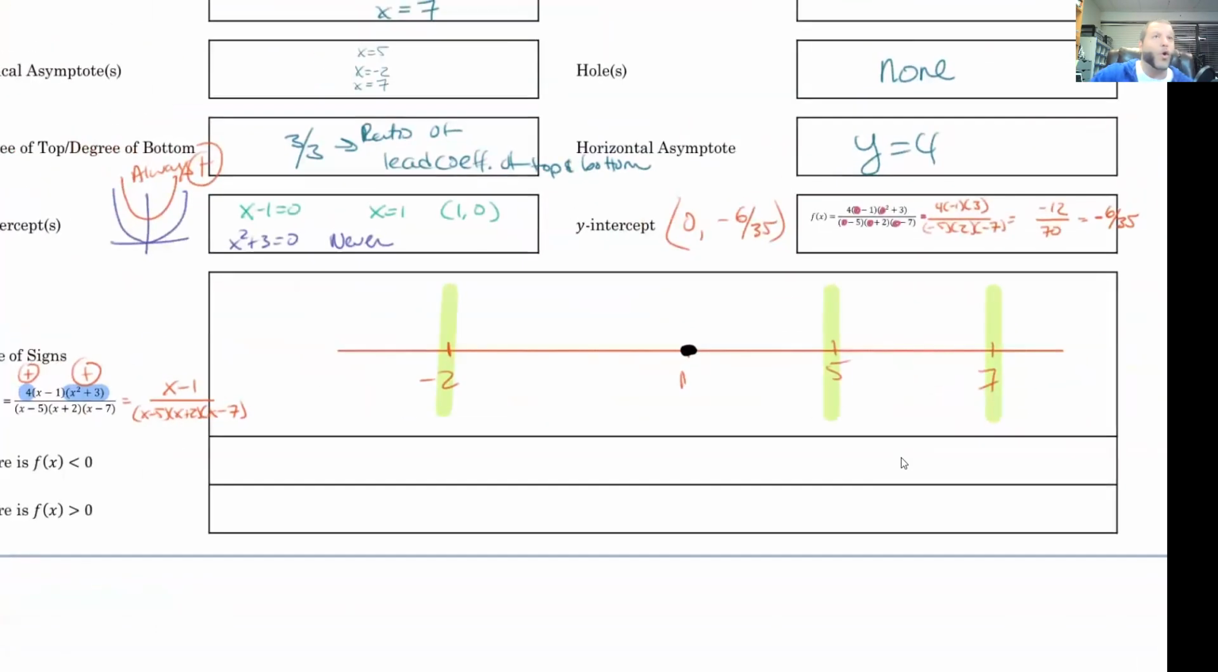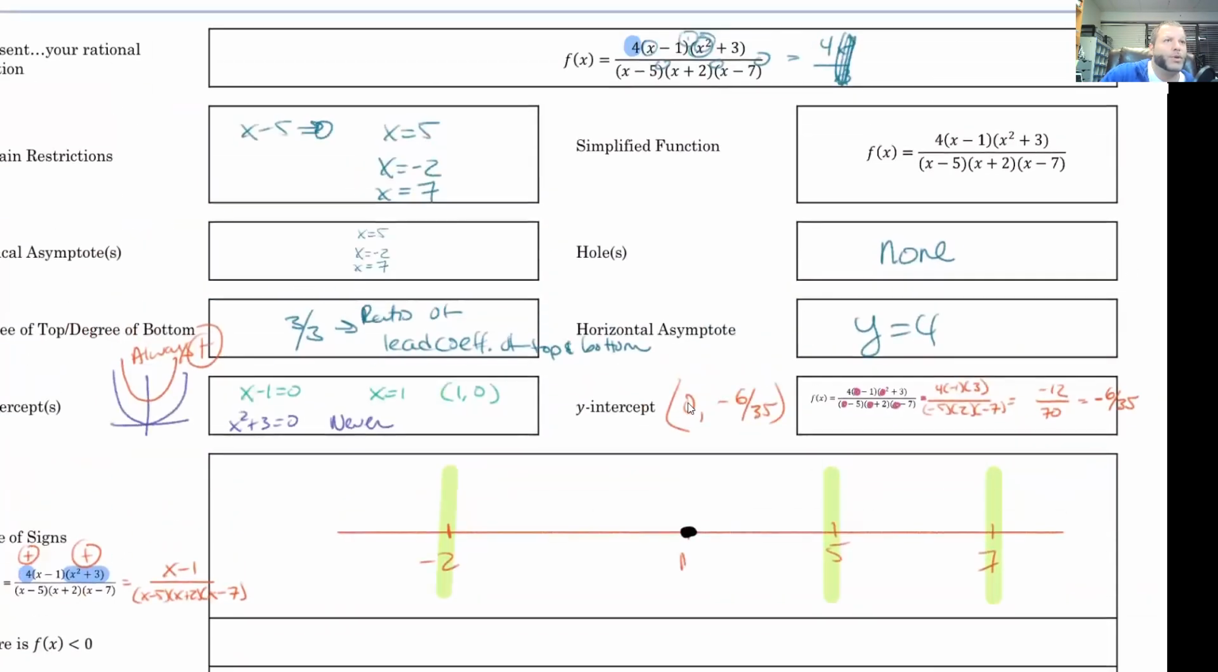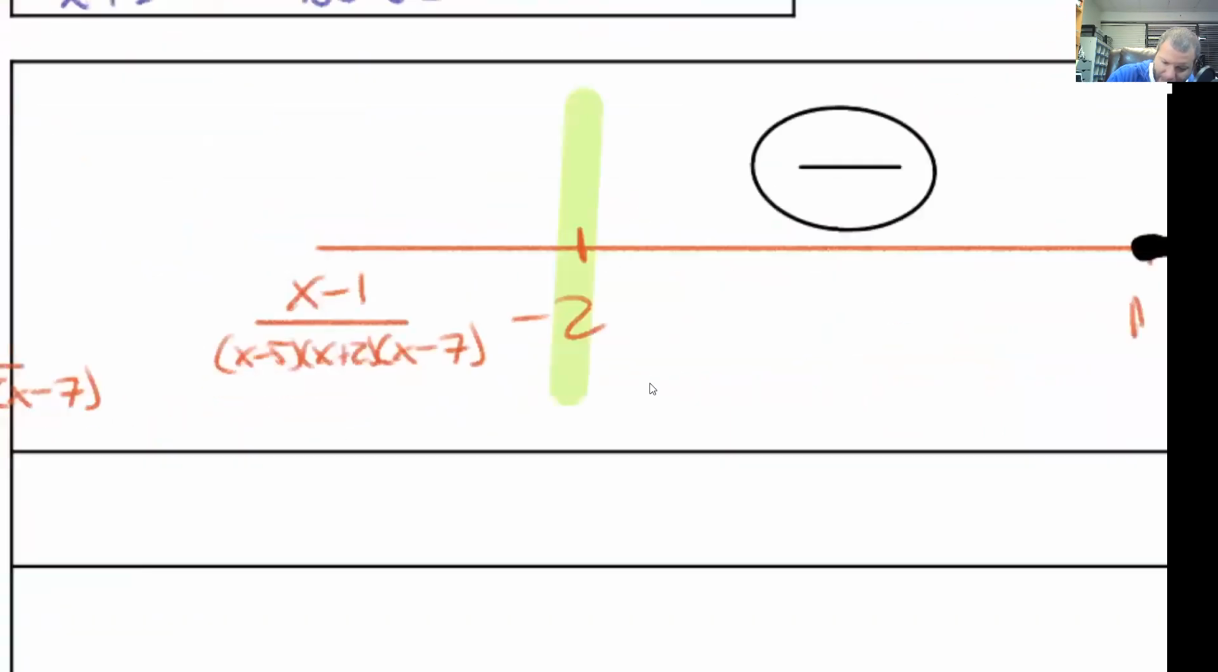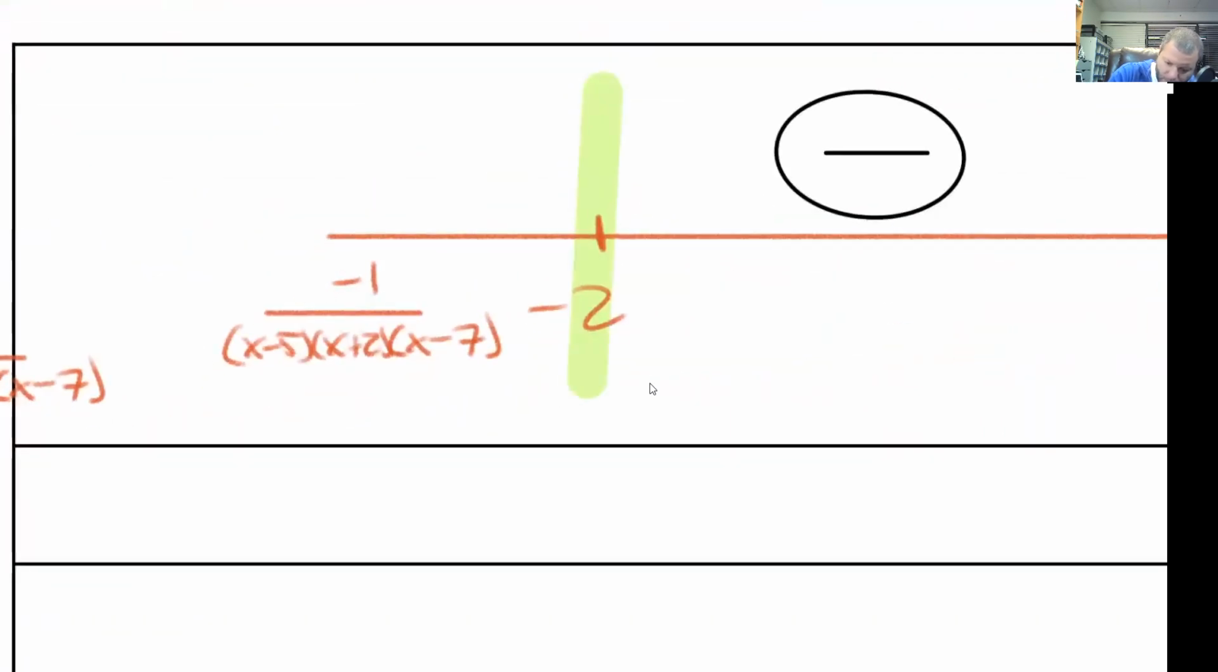Now, like I said, we already know something about our function. We know that when we plugged in 0, we got negative 6 over 35. So whenever x is 0, we're going to get a negative number. And that means that anywhere between -2 and 1, our function is going to be negative. So if I plug in anything less than -2 here, if I get rid of those values.